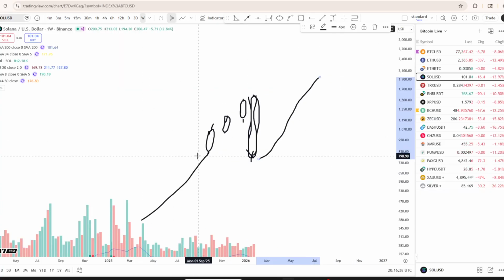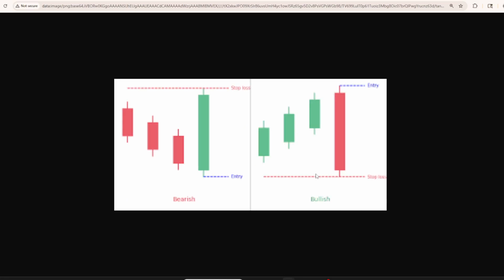Even though it's called a bullish three-line strike, it says entry up here. You're supposed to buy when it breaks above this candle. But what is the point of that? What is the point of entering after it's already come all the way back up here?